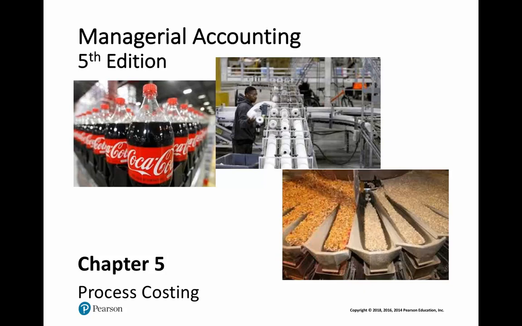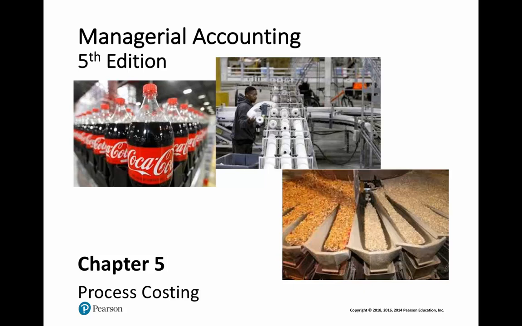So this is our third straight chapter where we're talking about the costing that companies will use. We've already talked about job costing in chapter 3. We dove in a little deeper for chapter 4 where we looked at departmental overhead rates as well as activity-based costing. Now here we're going to start into chapter 5, which we're going to look at process costing.